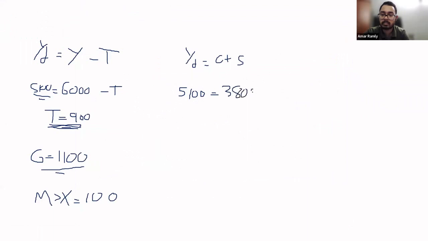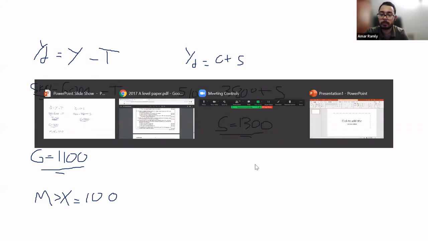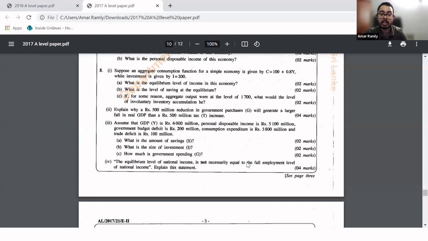Which means, guys, savings has to be the difference between these two. Savings is 1,300. Okay, right. Next up, guys, let's scan through the other two questions.